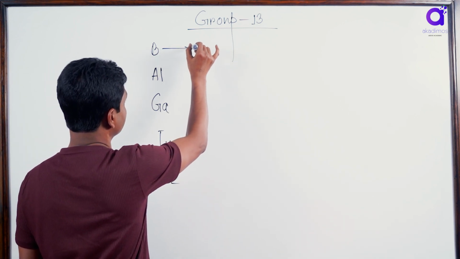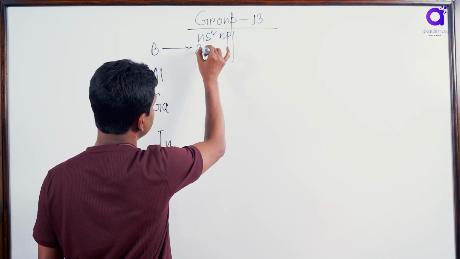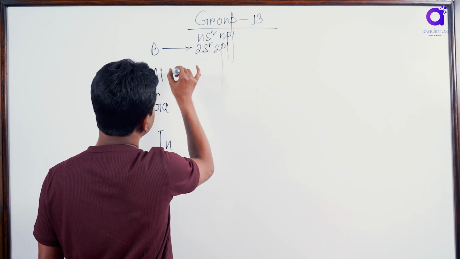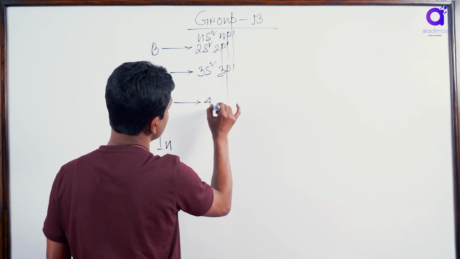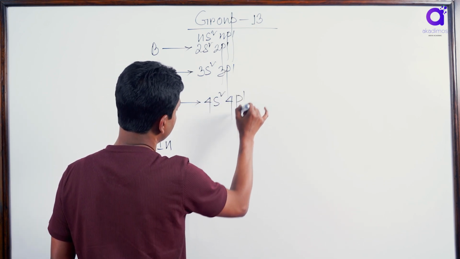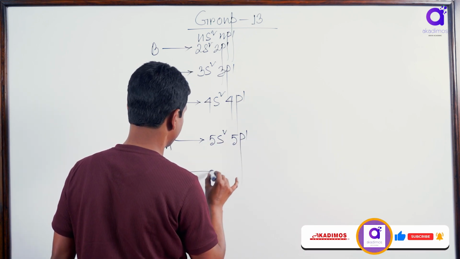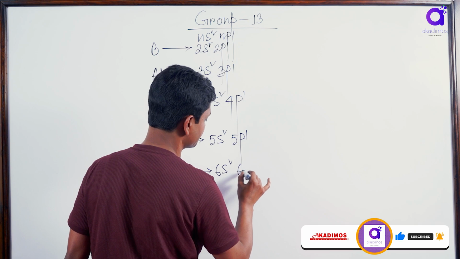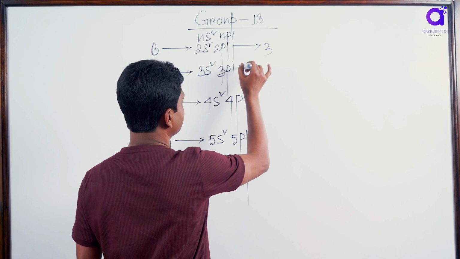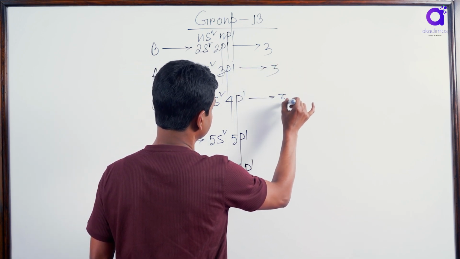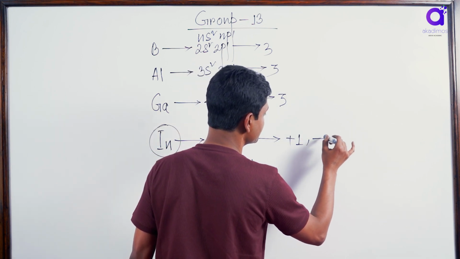And the general electronic configuration there is ns2 np1, that is 2s2 2p1, this is 3s2 3p1, 4s2 4p1, this is 5s2 5p1, and this is 6s2 6p1. And their normal valency: boron normal valency 3, here also you will get 3, here also you will get 3. But indium you will get 2 valencies or 2 oxidation states, one is +1, another one is +3.